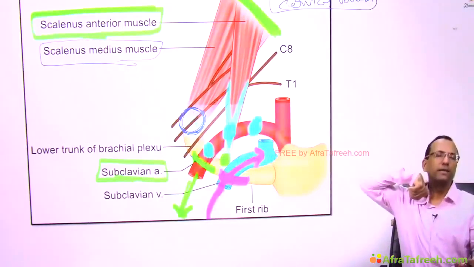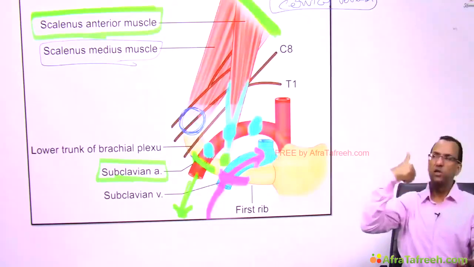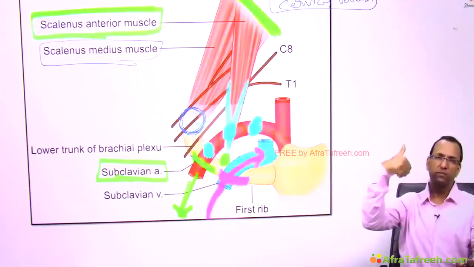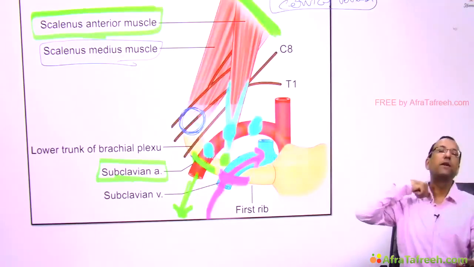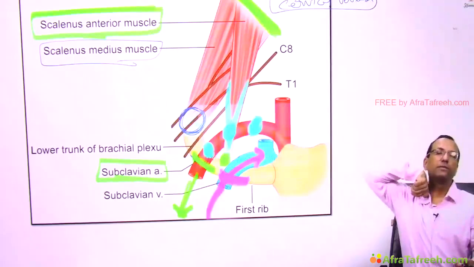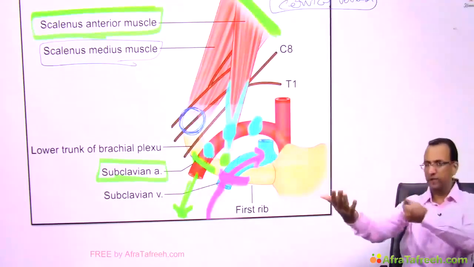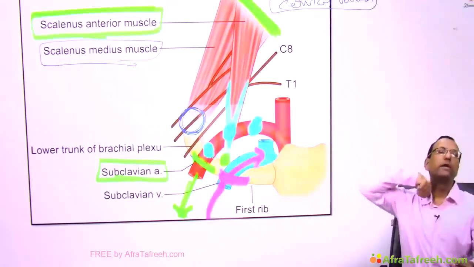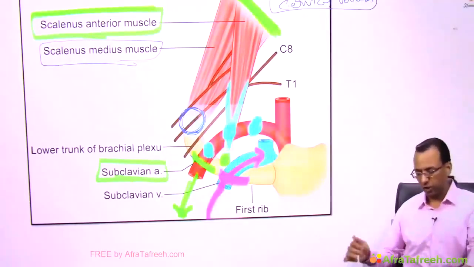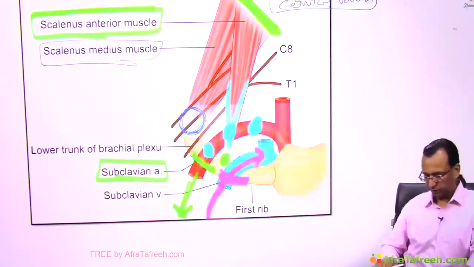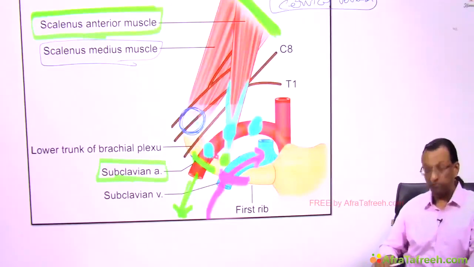I'll show you a diagram later. You can compress with your thumb the third part of the subclavian artery on the first rib to block the bleeding. If there was some bleeding going on, you can block it here. So where is the diagram you are talking about? That diagram, which will show you the compression of the third part of the subclavian artery, will come later.